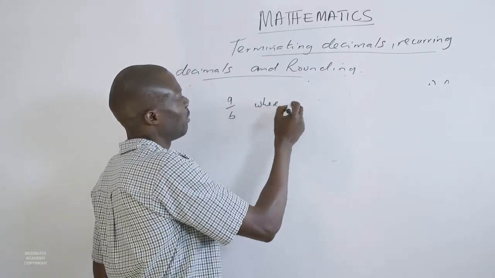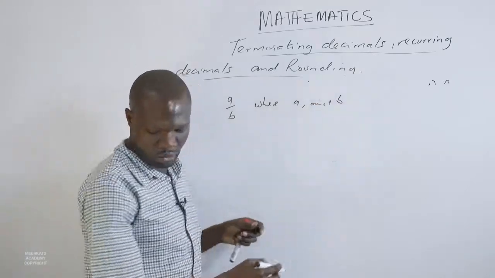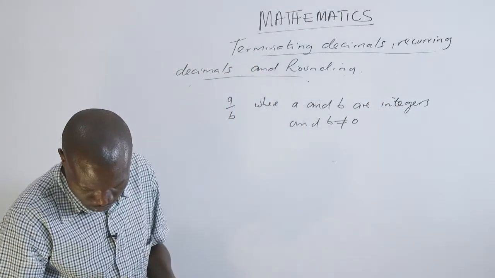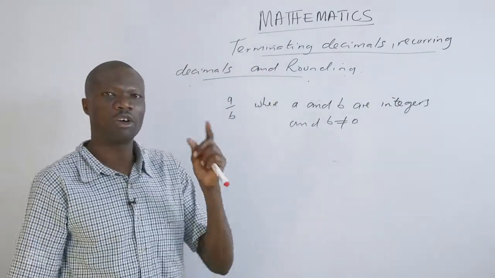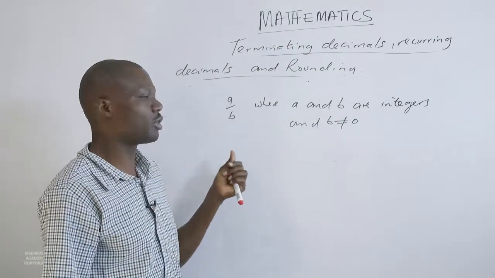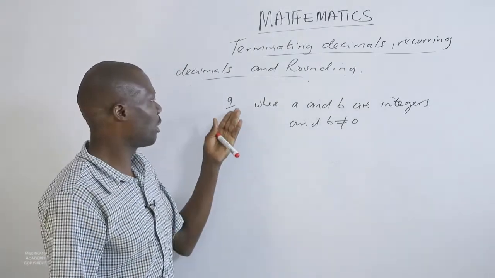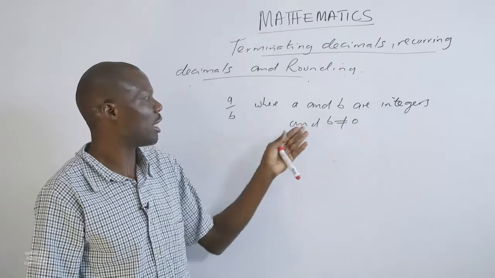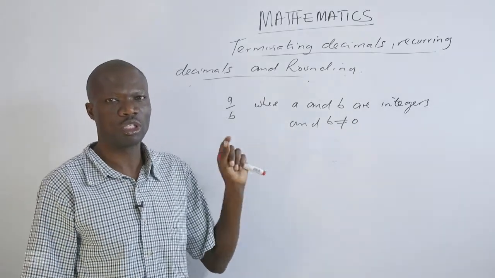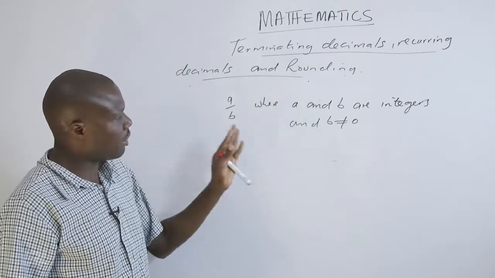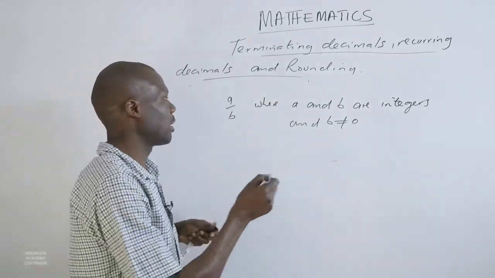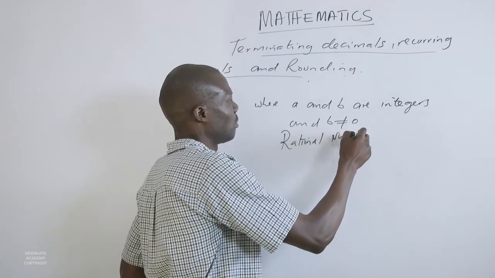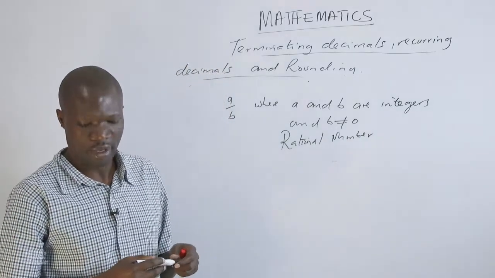where A and B, so we are saying that all numbers can be written as fractions, that is in the form of A over B, where A and B are both integers and B is not equal to 0. If that is the case, then we call all these numbers rational numbers. The numbers are rational.